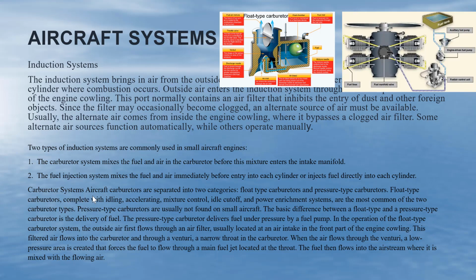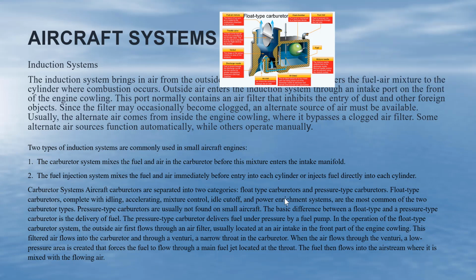Aircraft carburetors are separated into two categories: flow-type carburetors and pressure-type carburetors. Flow-type carburetors, complete with idling, accelerating, mixture control, idle cutoff, and power enrichment systems, are the most common of the two carburetor types. Pressure-type carburetors are usually not found on small aircraft. The basic difference between a flow-type and a pressure-type carburetor is delivery of fuel. The pressure-type carburetor delivers fuel under pressure by a fuel pump.